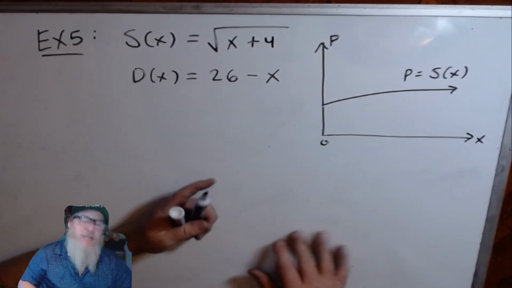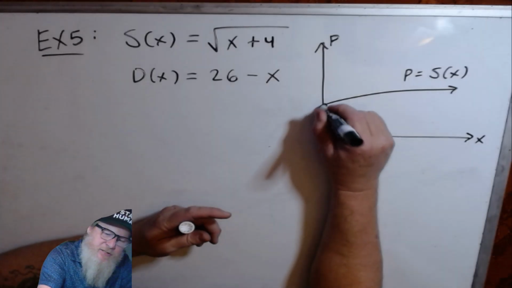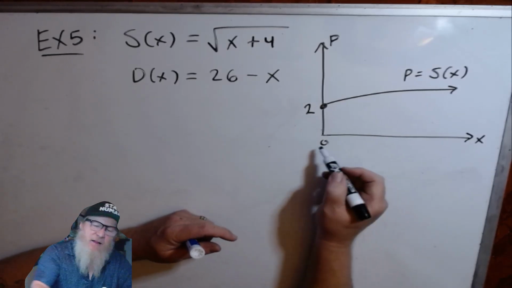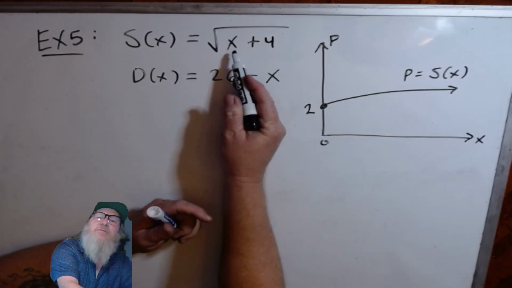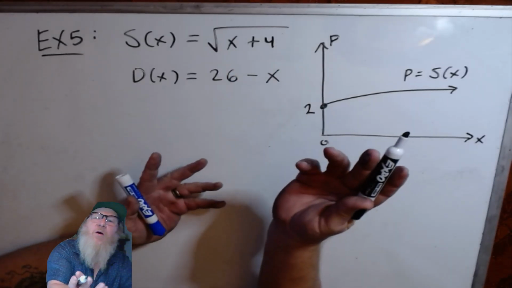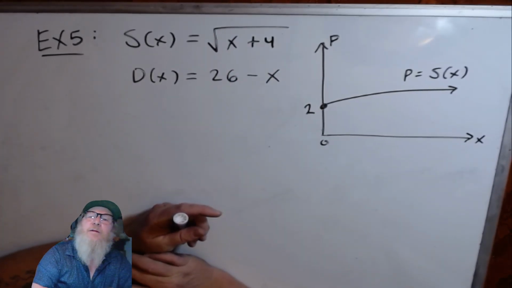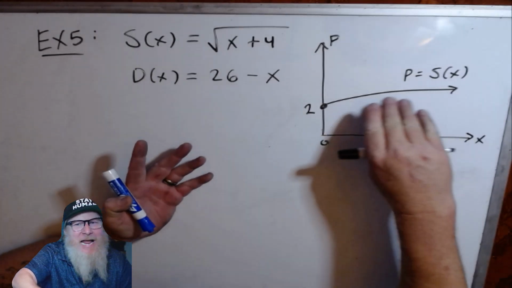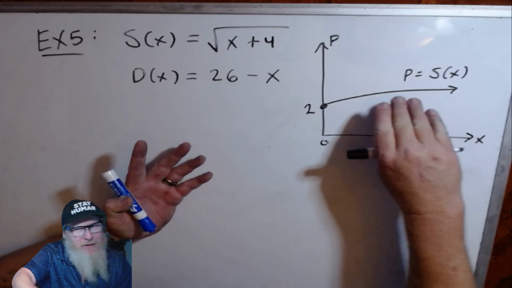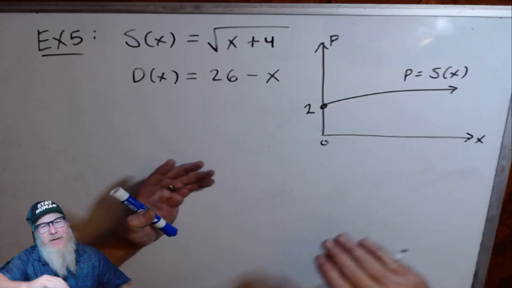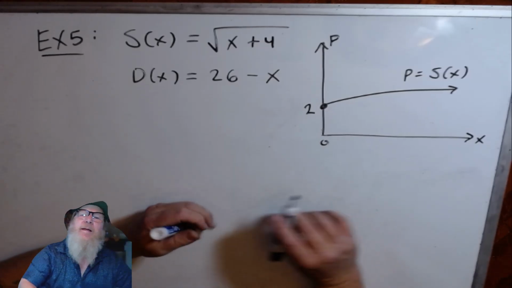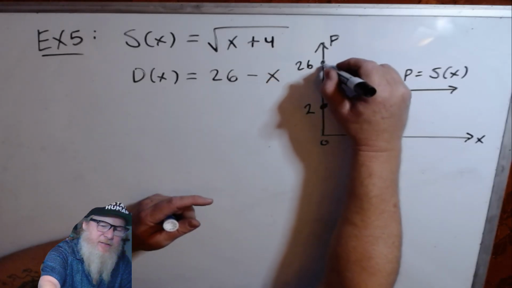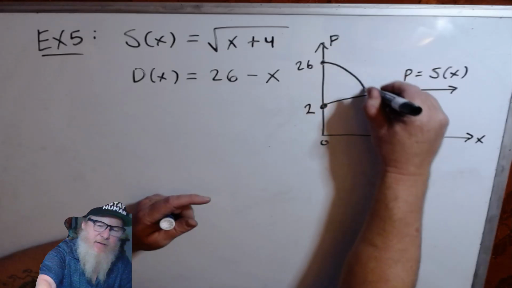Right? So really the supply is starting right here at 2. If you plug in 0, it's the square root of 4, which would be 2. That's kind of what your curve looks like. It's basically a straight line. It's slightly bent, although when you get way out here, you can't tell that it's bent. You know? And then your demand starts up here at 26 and just looks like an upside down parabola.